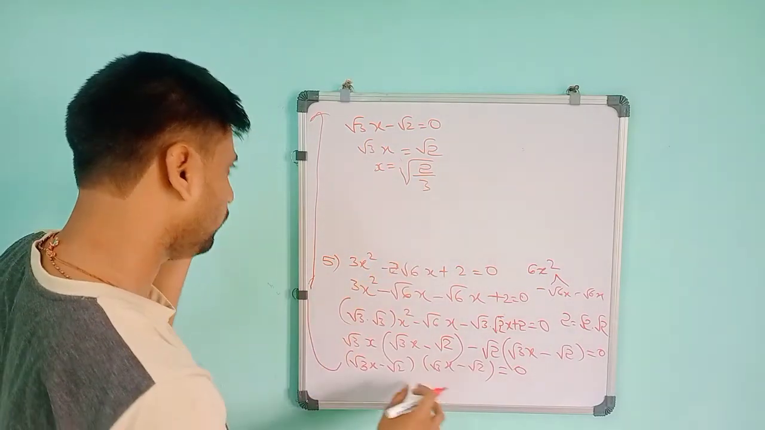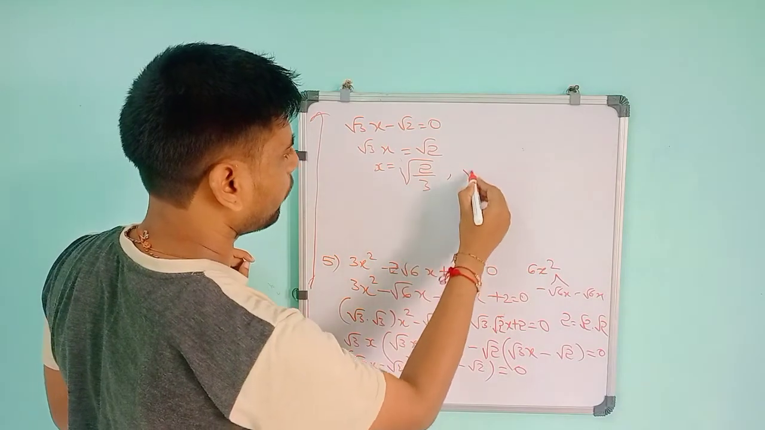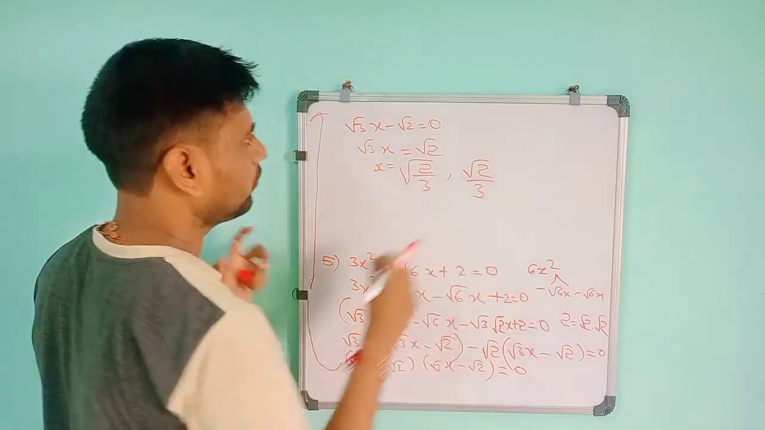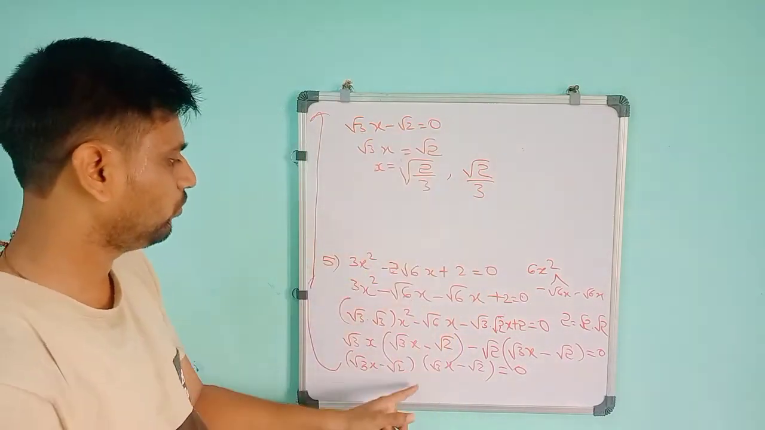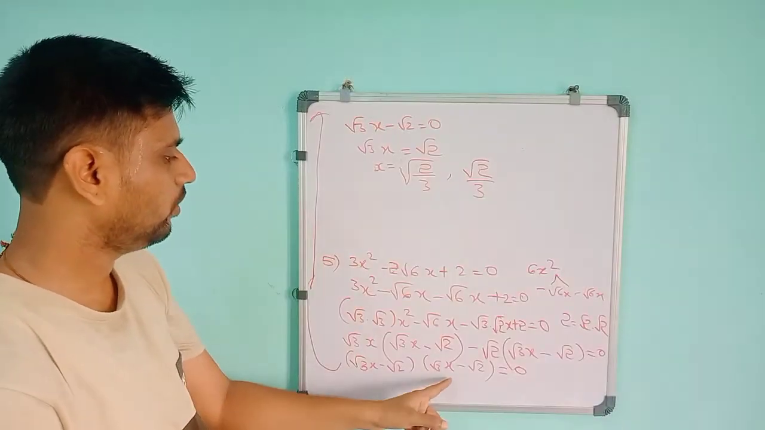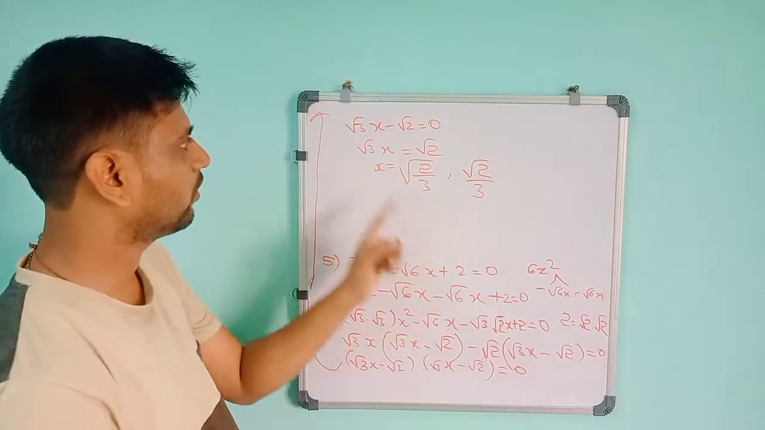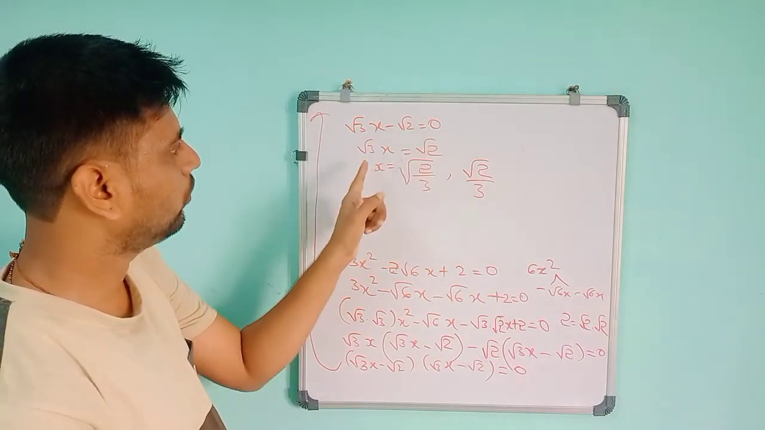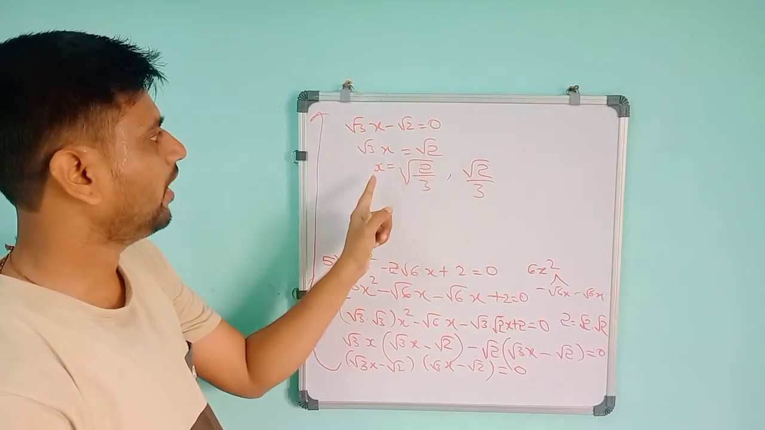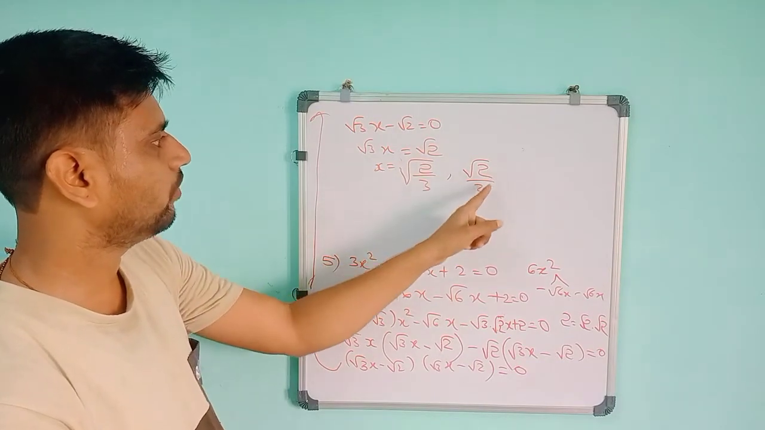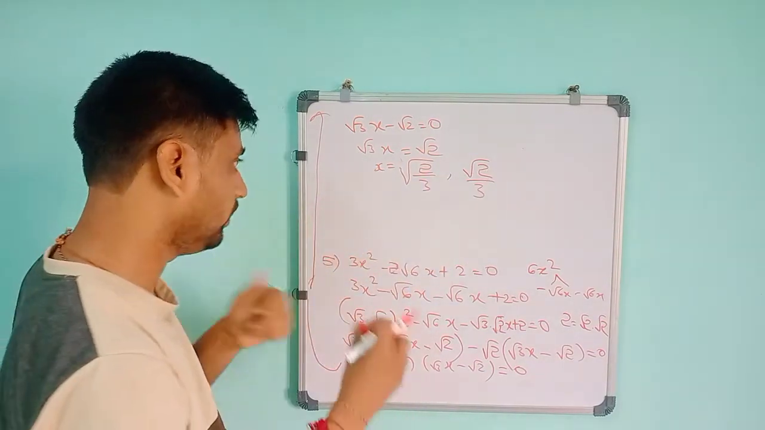So it is also the same. The value of the roots will be the same only, root 2 by 3. So if we do root 3x minus root 2 is equal to 0, equating, and if we equate this also, it will become the same root. So no need to do the other step. So like this only, root 3x minus root 2 is equal to 0, root 3x is equal to root 2, and x is equal to root 2 by 3, and the other root is also root 2 by 3.